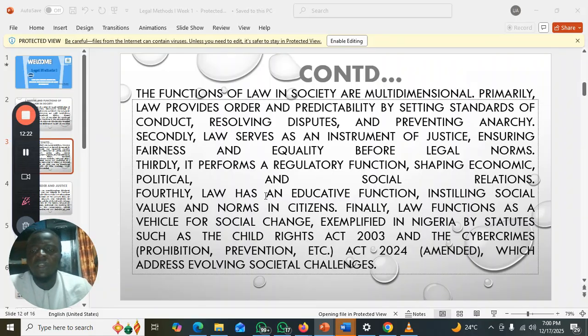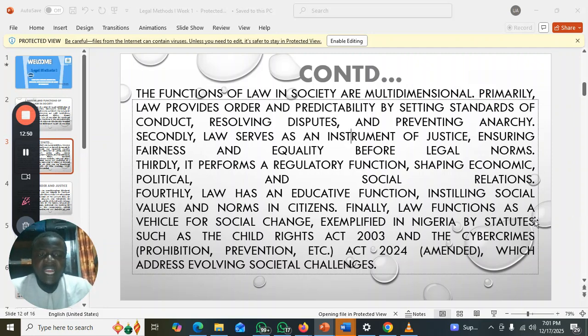The next one is that law has an educative function, meaning it teaches us something. What is the educative function? Instilling social values and norms in citizens. Law makes you understand that there is good in being with one another. There is good in staying with one another. There is good in not fighting. If we were fighting, none of us would be in the same school now teaching ourselves. So law gives us that value to know that yes, we deserve to stay with one another.